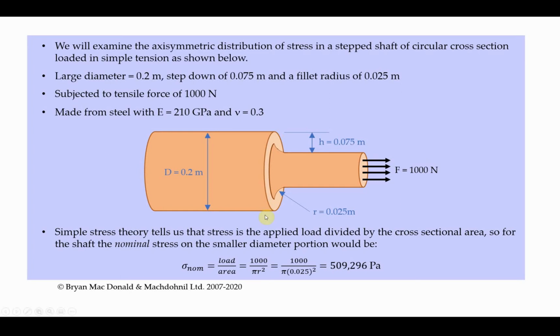So first of all, just using simple theory, we'll know that the stress in the shaft is applied load divided by the cross-section area. So for the shaft, the nominal stress on the smaller diameter portion, so down here, the stress is going to be load over area, so that's going to be 1000 over pi r squared, and in this case the radius is 0.025. Again, where are we getting that from? If you take 0.2 meters and you take away 0.075 plus 0.075, you get 0.05. Divide that in 2, you get 0.025. So if we work all that out, we find that the nominal stress is about 0.5 megapascals, or 500,000 pascals. So that would be the stress in just this portion here.